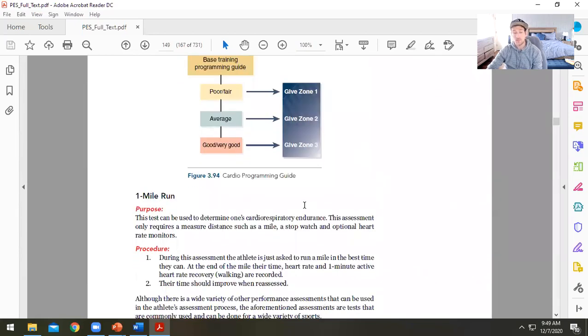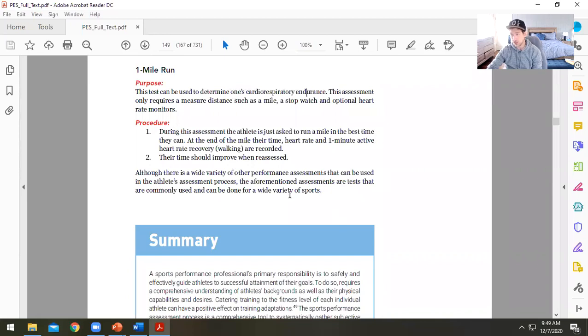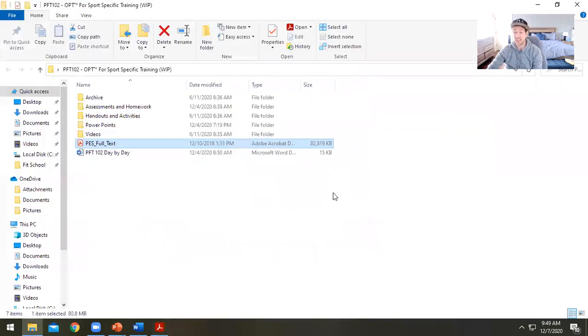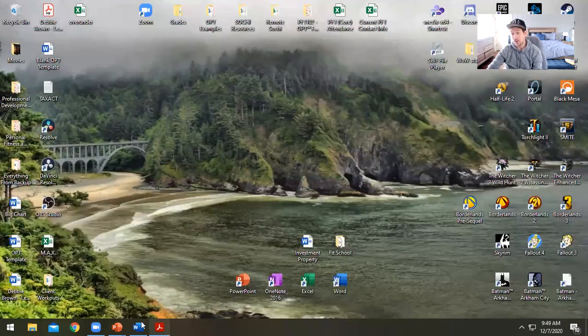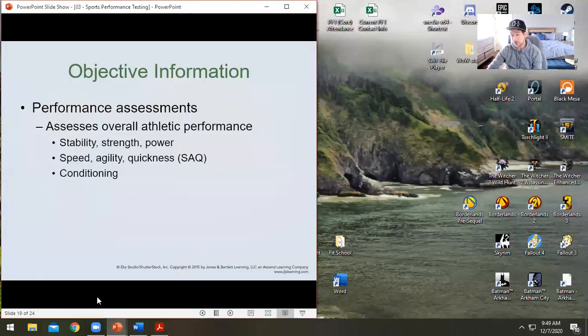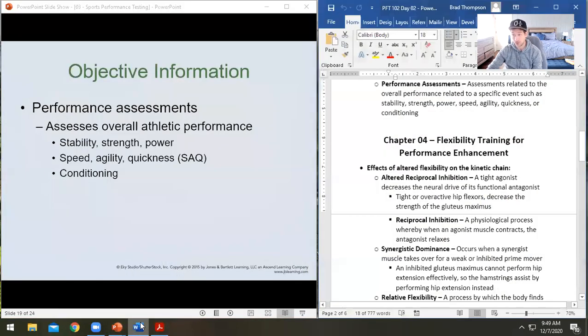All right, 1 mile run. That's a cardiorespiratory assessment. That's performance. That one's the easiest one. Run a mile. How fast do you go? Great. Did you go fast the first time? No? All right, let's start working on your cardio more.